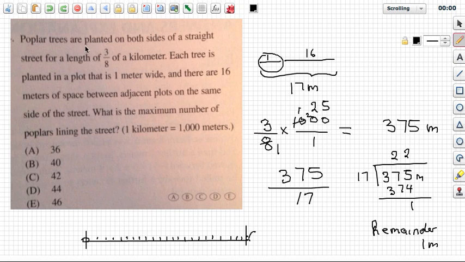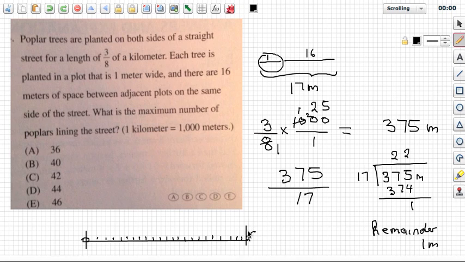Poplar trees are planted on both sides of a straight street for a length of 3/8 of a kilometer. Each tree is planted in a plot that is 1 meter wide. So here's your plot, which is 1 meter wide. And there are 16 meters of space between the adjacent plots. So altogether, they have to be 17 meters apart. So let's go ahead and gather some information here. 3/8 of a kilometer, we are asked what is the maximum number of trees lining the street, and let's work in meters. So 3/8 of a kilometer turns out to be 375 meters.